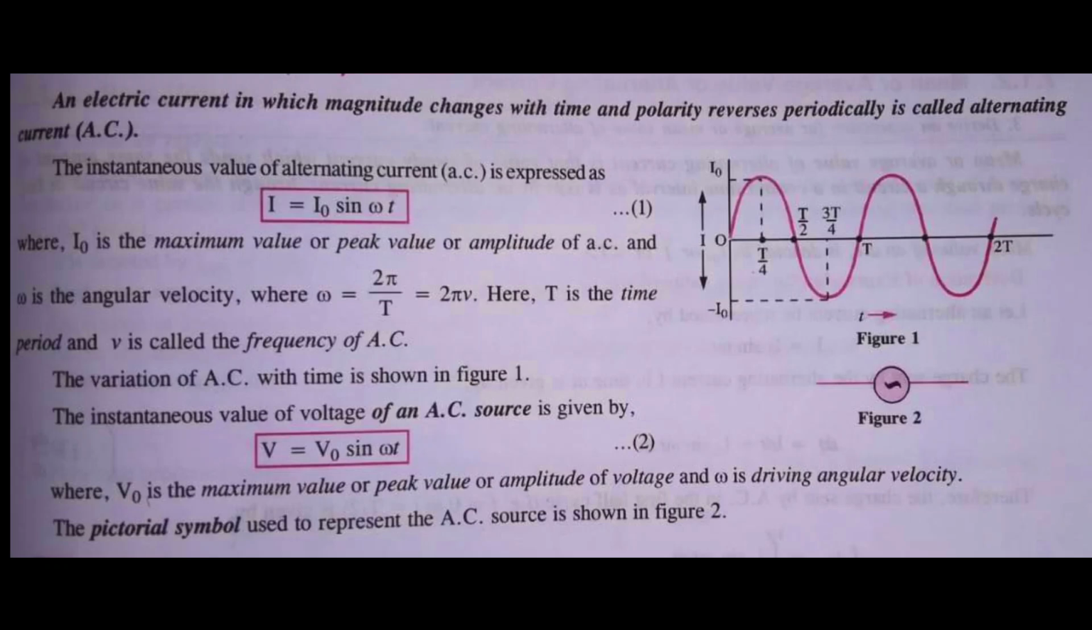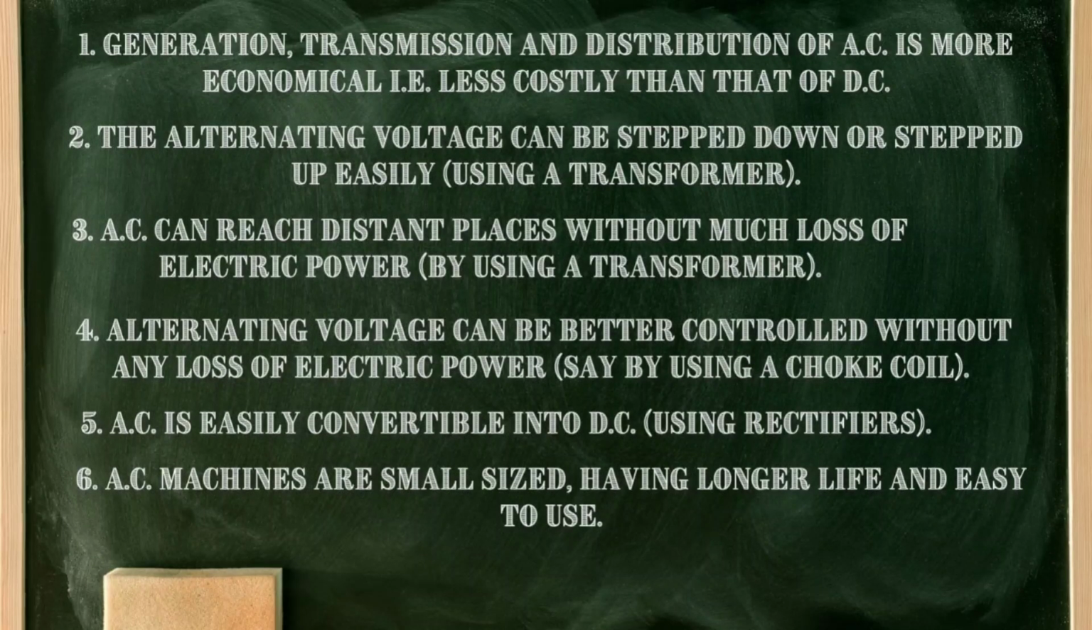We can also calculate the instantaneous value of the voltage of an AC, which is given in the form of the sine equation, that is V is equal to V naught sine omega t. Here V naught is the maximum value or peak value of the voltage.